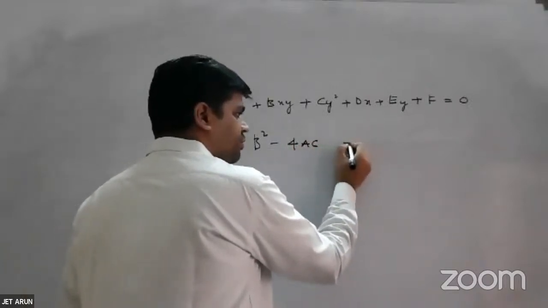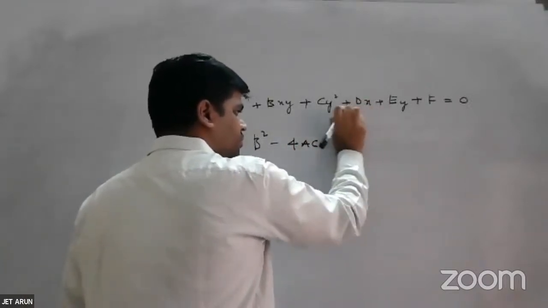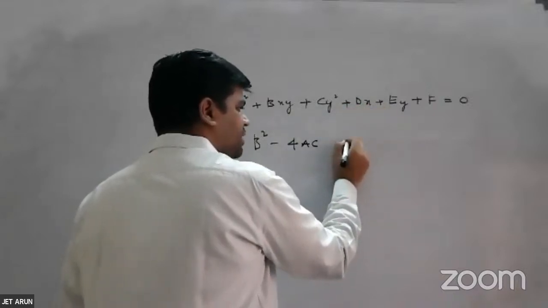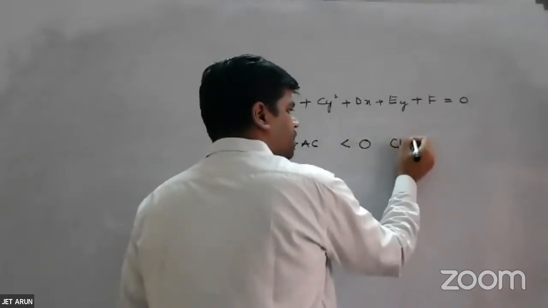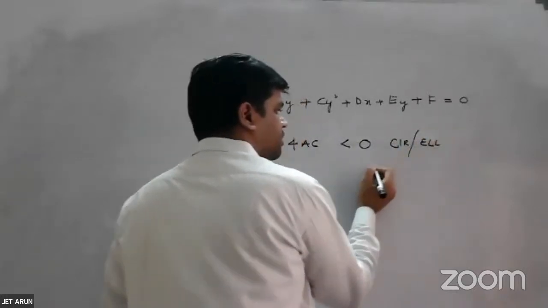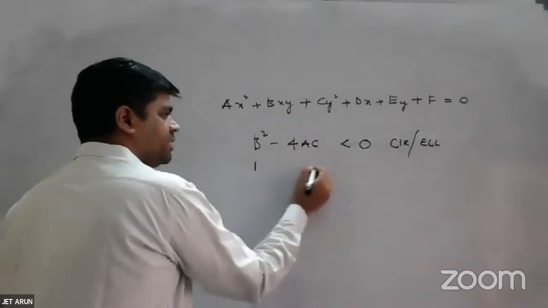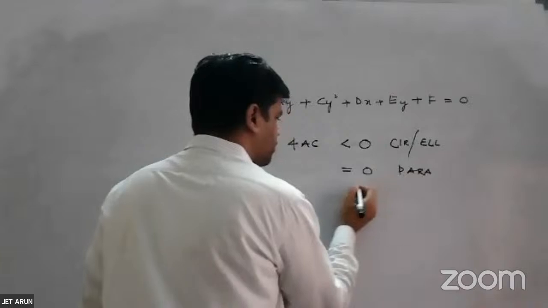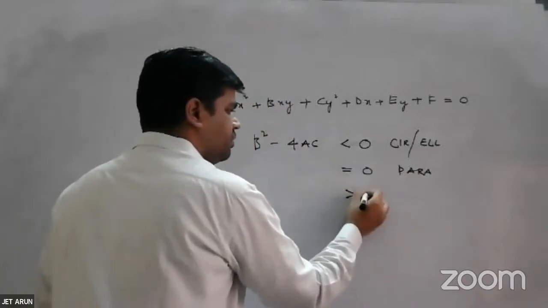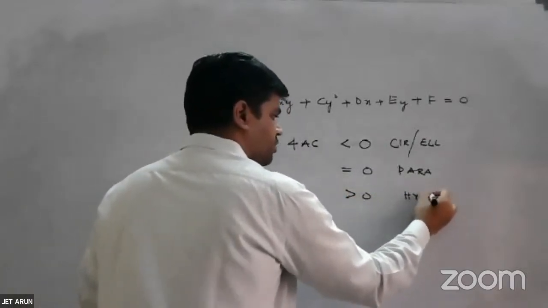If this is less than 0, it is a circle or an ellipse. If this is equal to 0, it's a parabola. If this is greater than 0, it's a hyperbola.